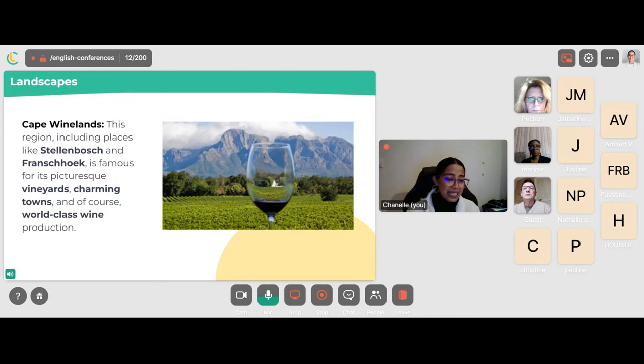The Cape Winelands. This region, including places like Stellenbosch and Franschhoek, so we are still in Cape Town, is famous for its picturesque vineyards, charming towns, and of course, world class wine production. So you can see the mountain range in the back, it's the Cape Mountains, and it's often known for its wine tasting, which is something that Cape Town is very well known for.